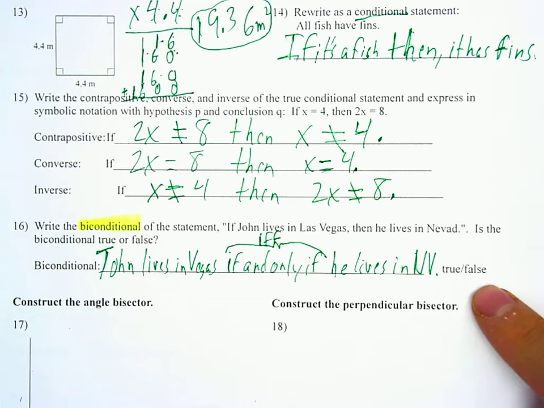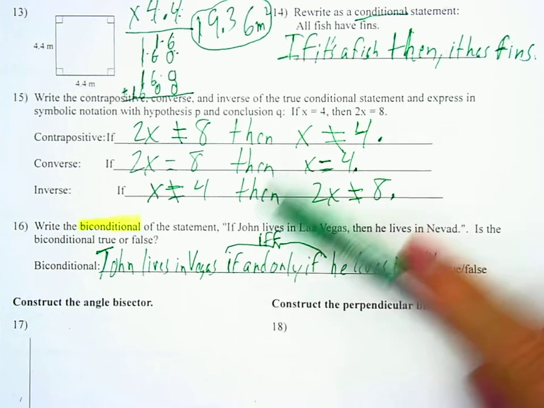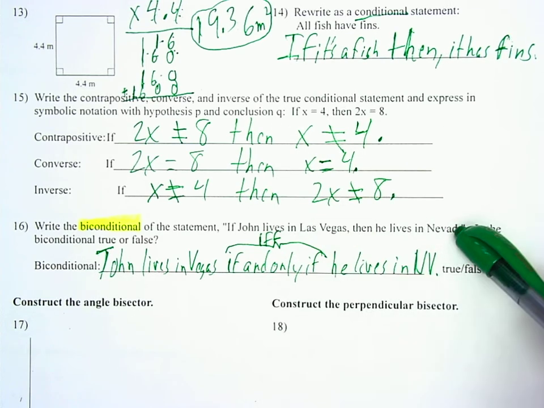This is a false statement because the backwards of this statement is not true. Again, with a biconditional, it has to be true both ways. So it is true that if he lives in Vegas, he lives in Nevada. It is not, however, true that if he lives in Nevada, he must live in Vegas.